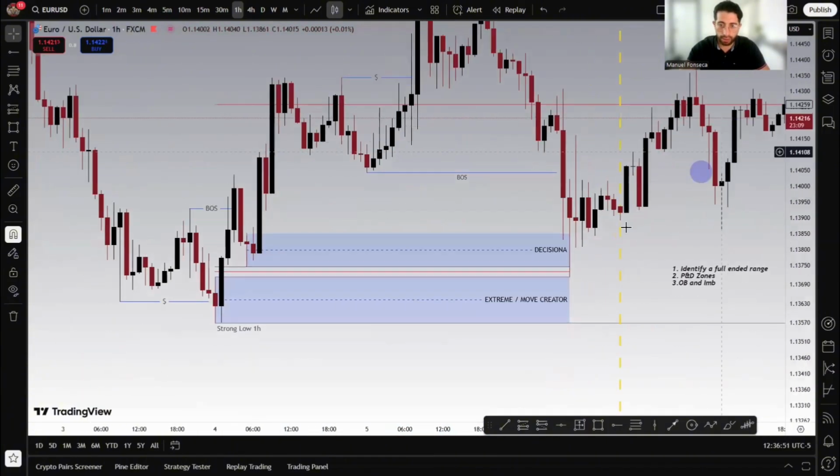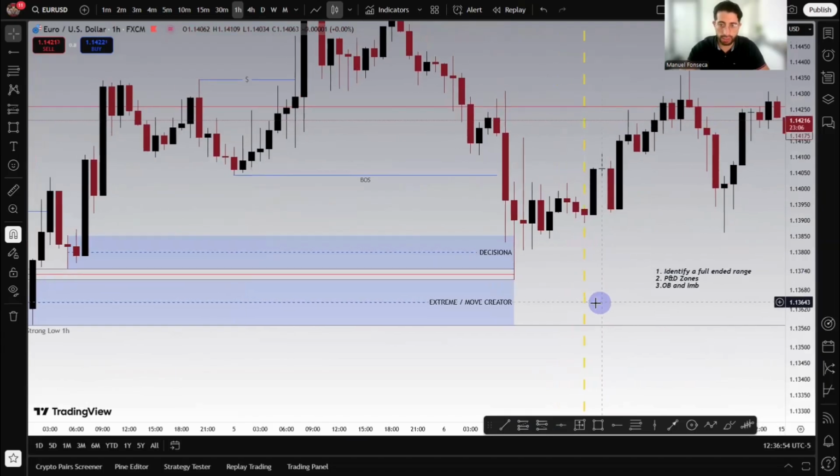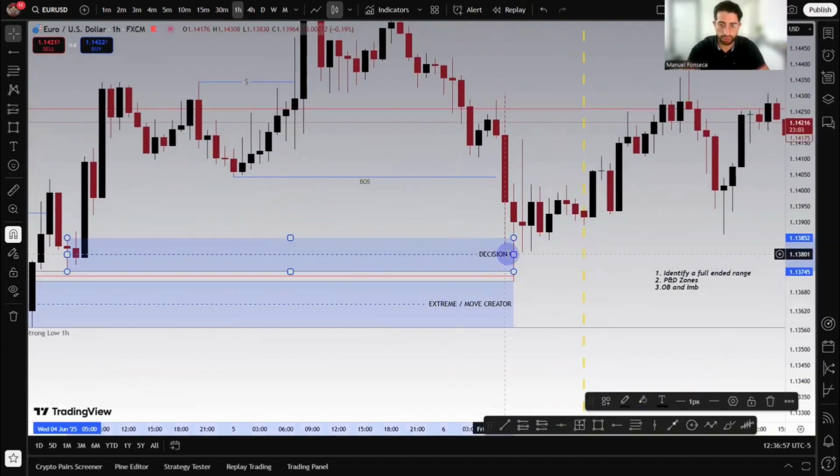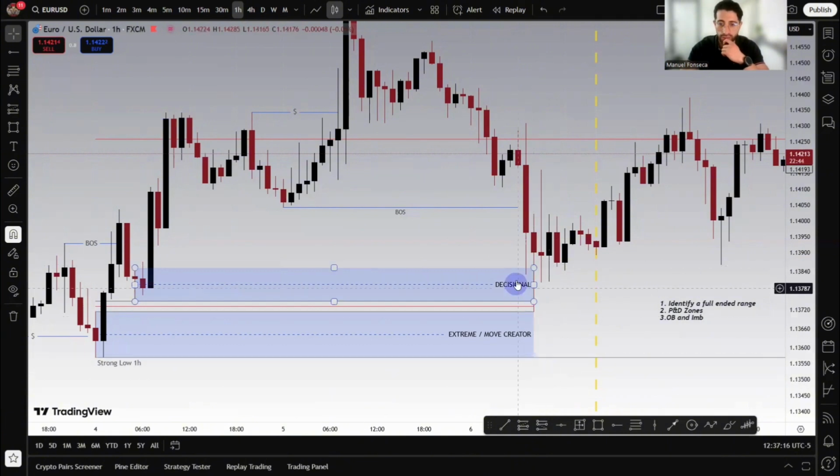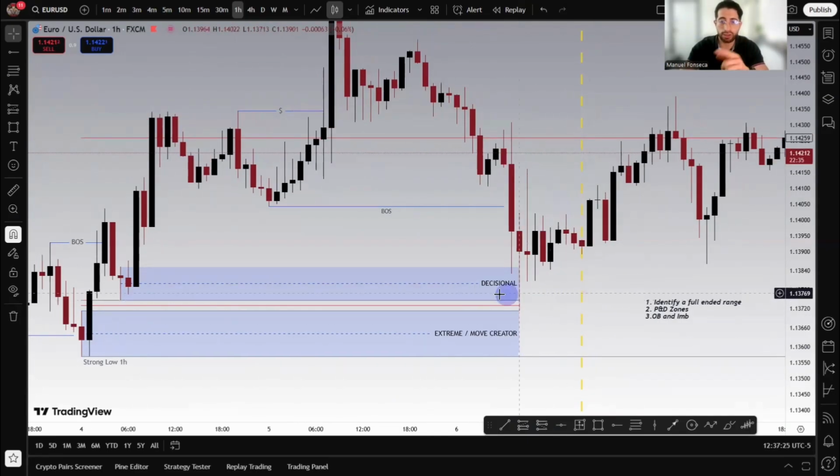You'll see, oh Manuel, look, the price went to the decisional, but it just simply crossed it out. Just cross it and do not respect it. No problem, right? Why? Remember that we have three possible reactive or price reaction zones, which are the decisional, the imbalance, which is right here, or the extreme of the creator of the movement, right? In this example, it reacted not in the decisional, but in the imbalance, which I consider had the best reaction. But some of us would consider that also the movement creator, the extreme.